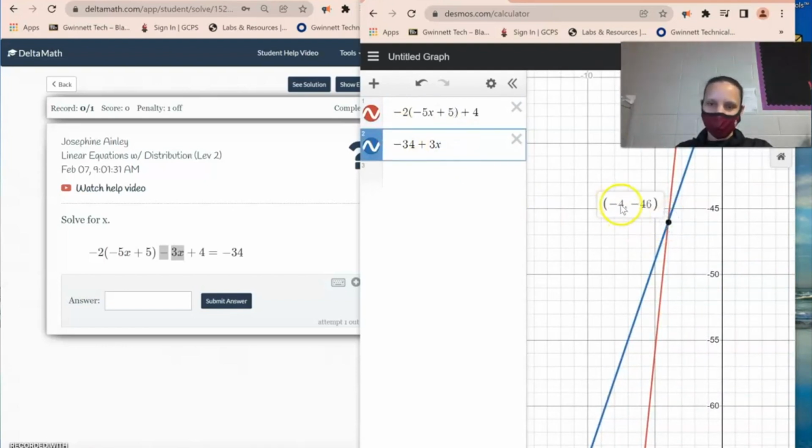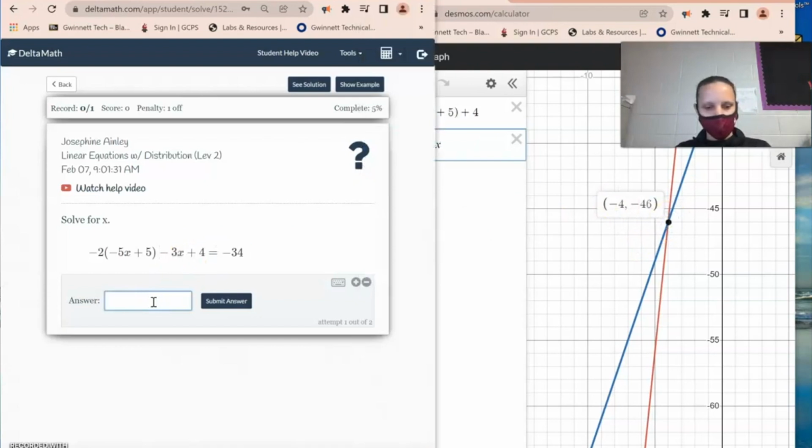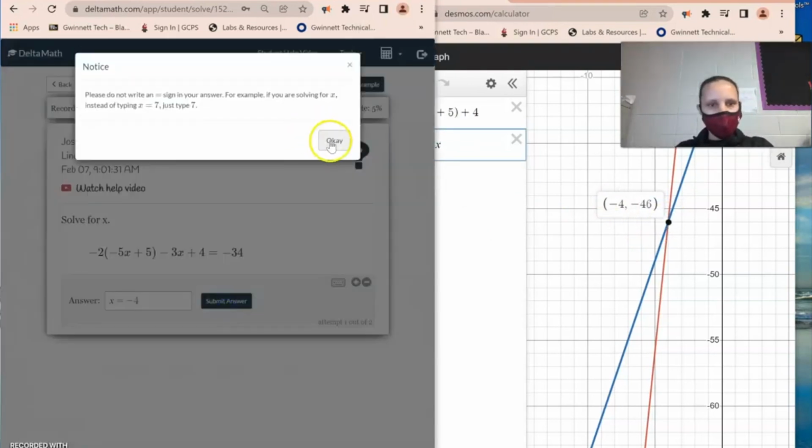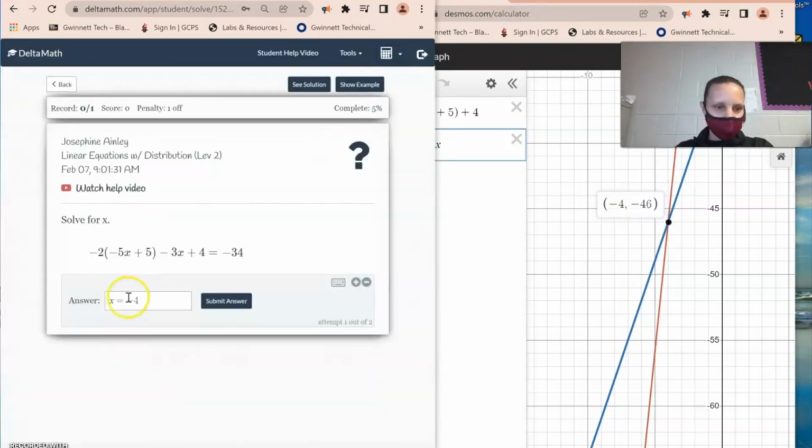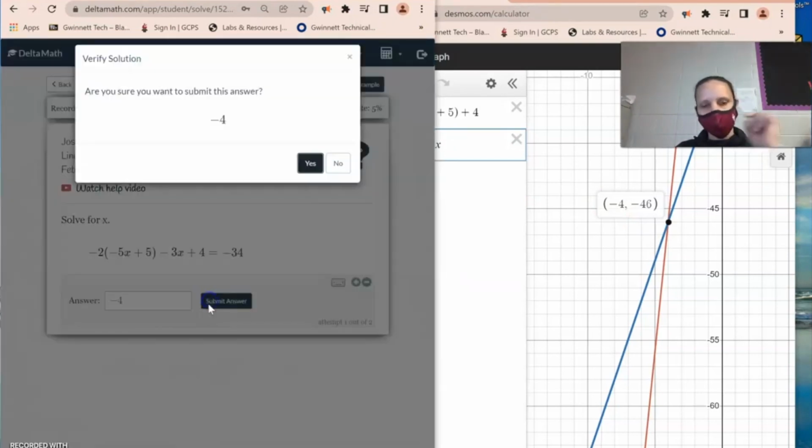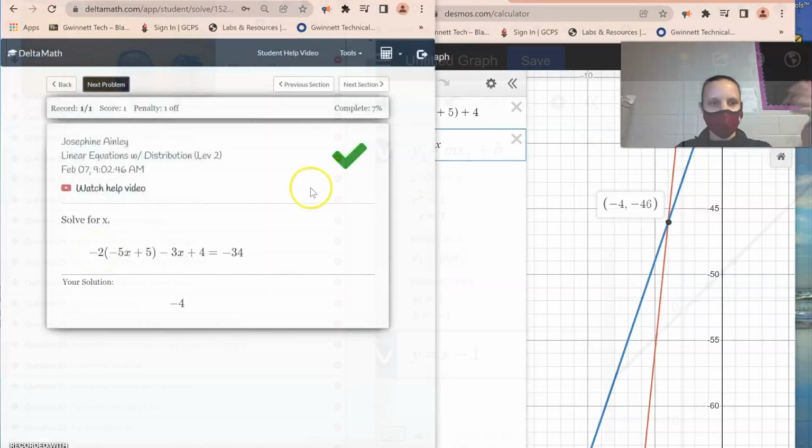So x is equal to -4. All right, so solving equations, oh, it's telling me just to type the -4 in there. Solving equations is simple. Left-hand side equals the right-hand side.